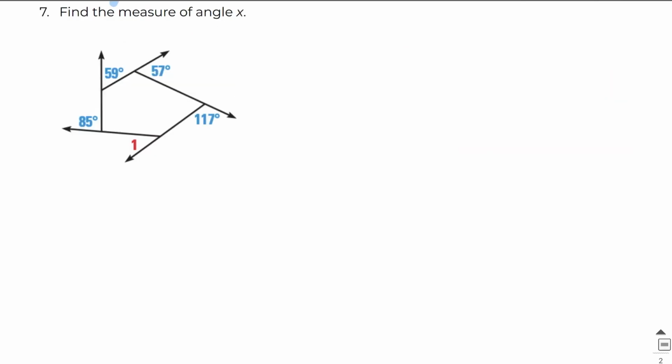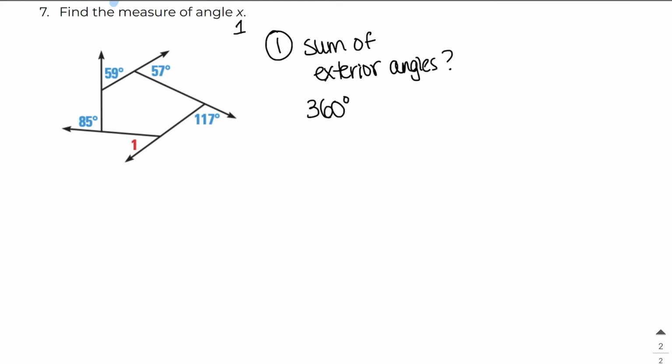All right, people, last question. Find the measure of angle 1. If you notice, all the angles out here are exterior angles. Well, I need to think, what is the sum of my exterior angles? Or what should my exterior angles add up to? That answer is always going to be 360. No matter what, it will always add up to 360.